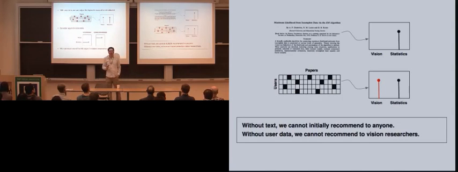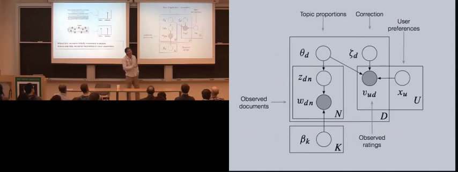The 2 points I want to make: one, without the text, we could never recommend it to anyone, right? As soon as the paper comes out, without reading it, I don't know who to send it to. Without the user data, we cannot recommend it to vision researchers, right? The EM paper will always be a dusty statistics paper from the 70s. It's never going to change. But only by looking at this user behavior data do I realize that the EM paper is important to people that are interested in computer vision. Okay, and so this is the graphical model that captures those intuitions.